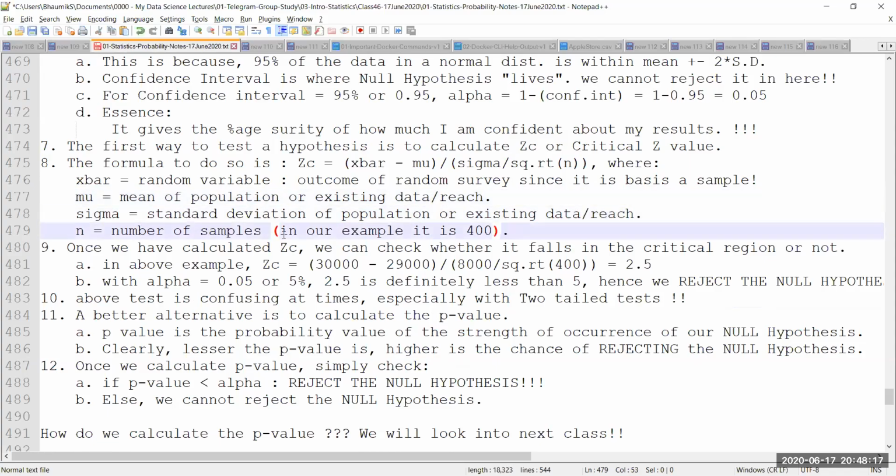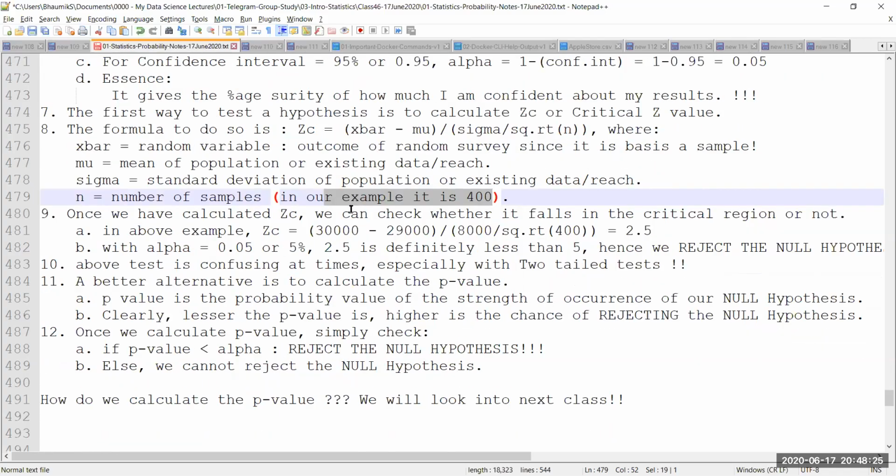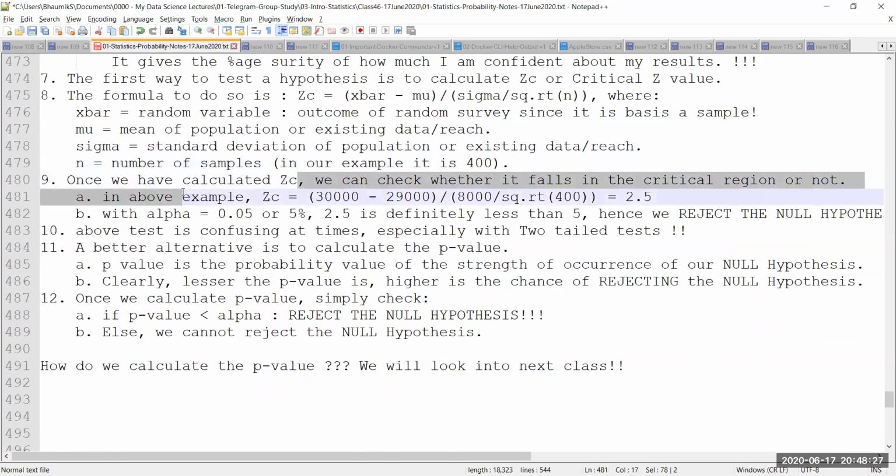Then n is the number of samples. In our case, it was 400. That's what my product manager did. She went into West Bengal, she took 400 samples. Now, once we have calculated ZC, we clearly saw, and this is where I would like to correct something which I showed you yesterday. It was just for visualization or understanding purposes that I did it that way. Mathematically, that is not the right way. So I would like to correct that.